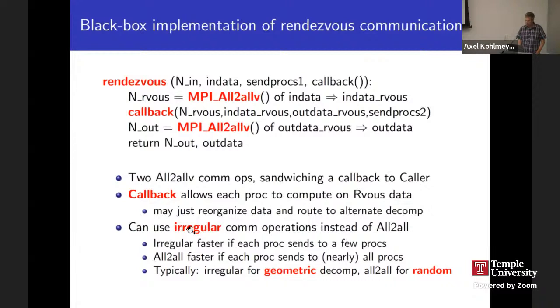But you can also use irregular communication operations instead of these MPI all-to-alls. And that's typically faster if each processor is effectively only sending data to a few processors and vice versa. All-to-all can be faster if each processor is sending to essentially all the processors data back from all the processors. So typically, like in the grid transfer case, irregular is better if you're using a geometric decomposition for the rendezvous decomposition. If it's one of these randomized decompositions, all-to-all is typically faster.